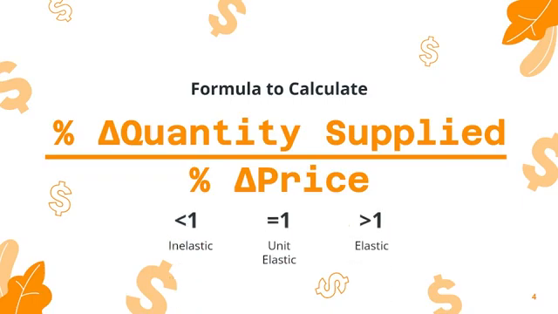If the coefficient is less than 1, it means that the change in quantity supplied is less than the change in price, and that means that the supply curve is inelastic. If the percent change in quantity supplied and percent change in price are exactly the same, it is unit elastic. And if the percent change in quantity supplied is greater than the percent change in price, the coefficient will be greater than 1, and the supply curve is elastic.